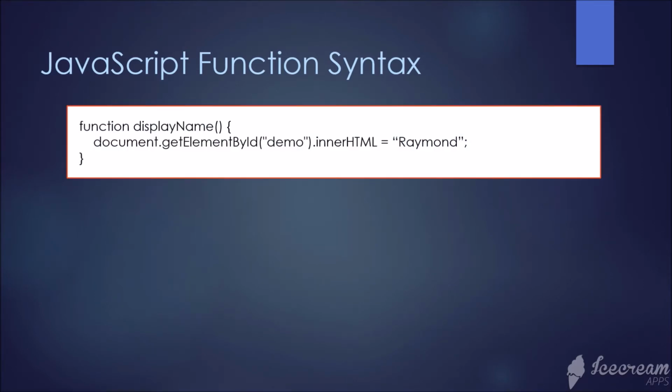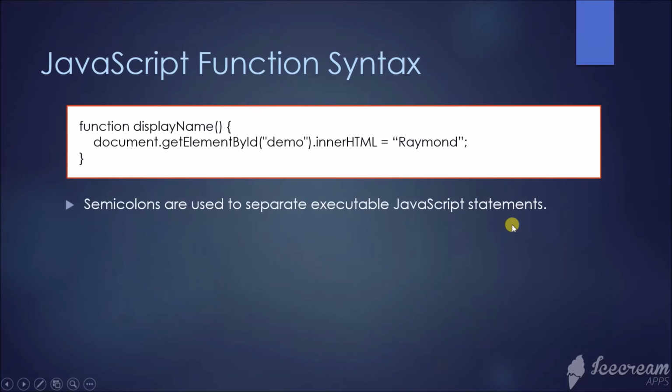Okay, so this is the sample function that we made. We use here the function keyword. Then we specify the function name. So basically what we made is displayName. Here is the executable code. So what will happen here is that it will write in the HTML element with an ID of demo, setting this value, which is Raymond.